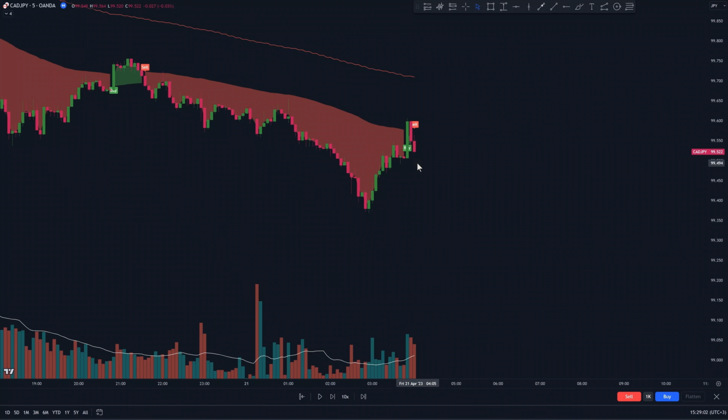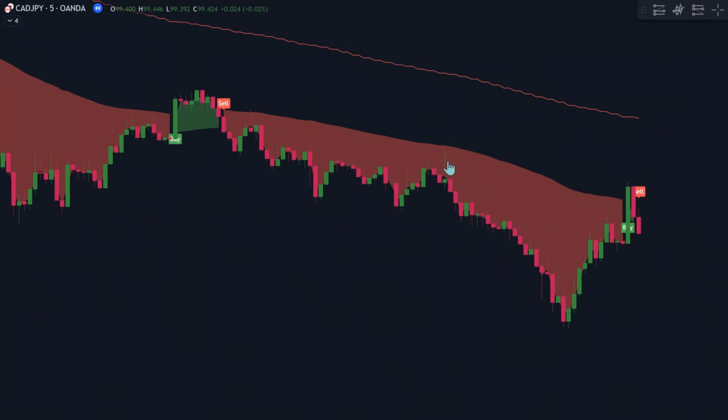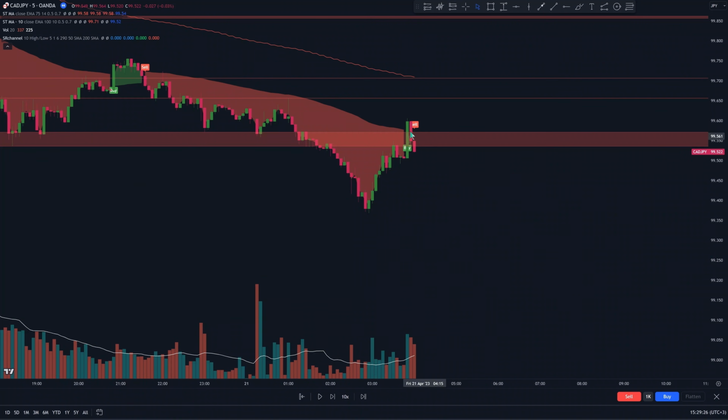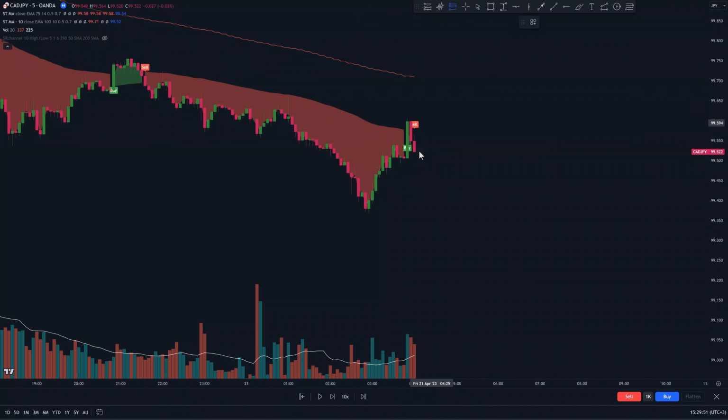Last but not least, we want the most recent swing high of the price to be rejecting off of a resistance level. To confirm that, we just activate the support resistance channels indicator. Right here, we can see that there's this red level which represents a resistance zone and the price bounced off it. All our entry conditions are met on this candle, so we're gonna enter a short trade here.